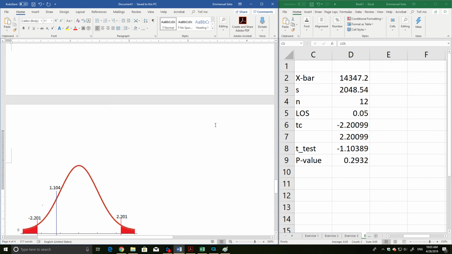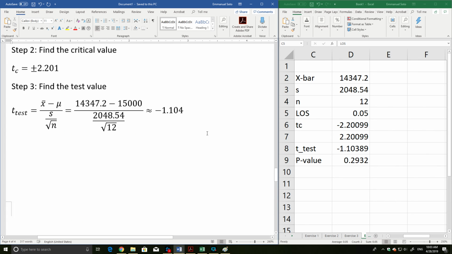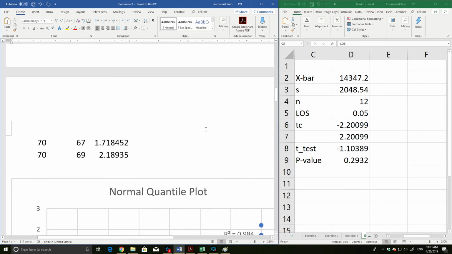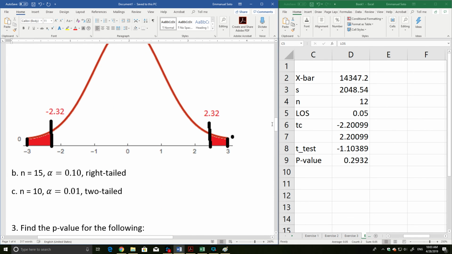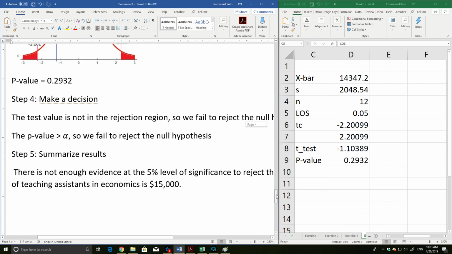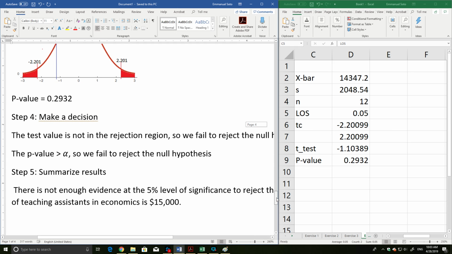So that's going through the entire hypothesis testing process and the different aspects of that process. So I hope you guys found this useful. This is, like I said, just one of the ways that you could do the test. There are a bunch of ways that you can do this, but this is using the tools of Excel in order to do the job.